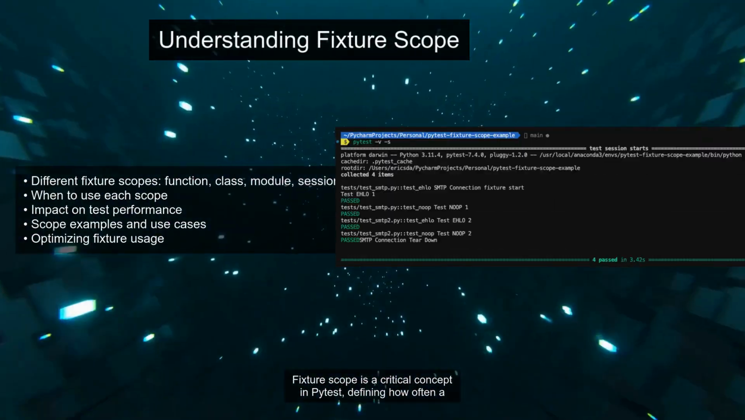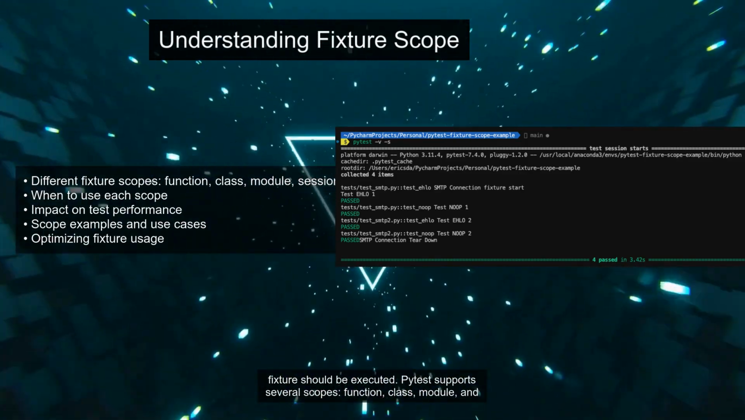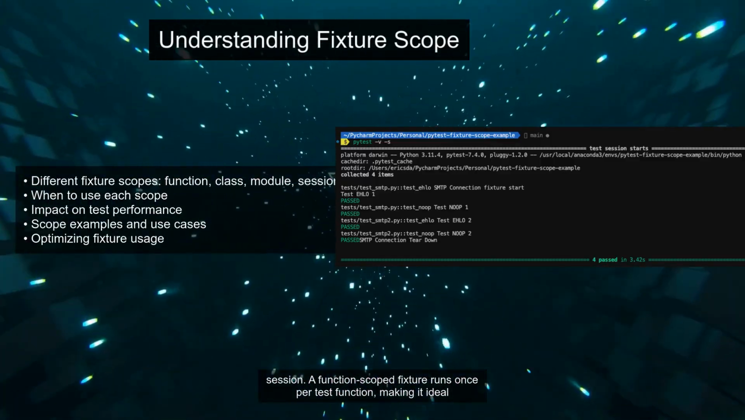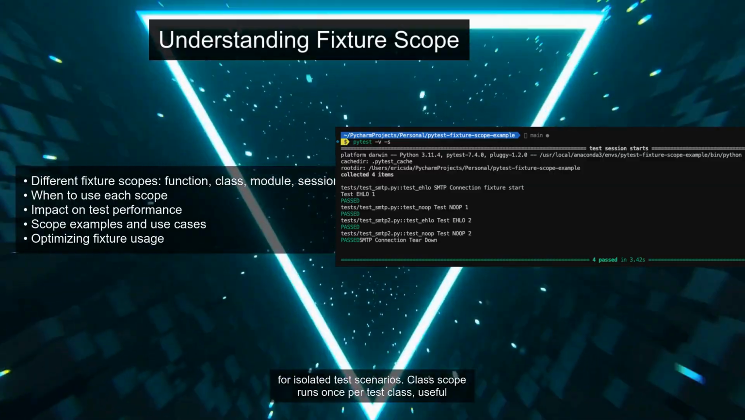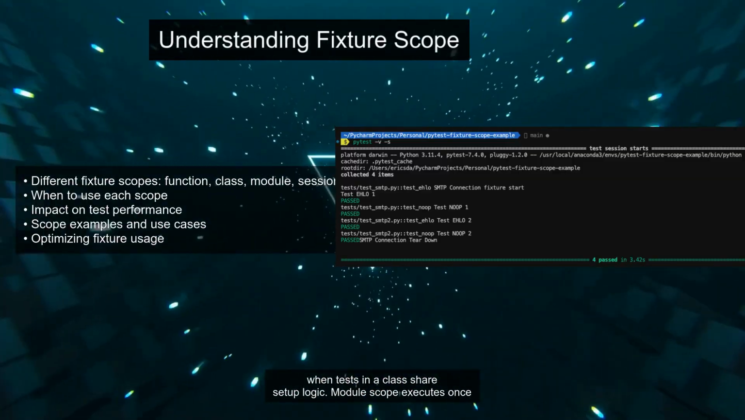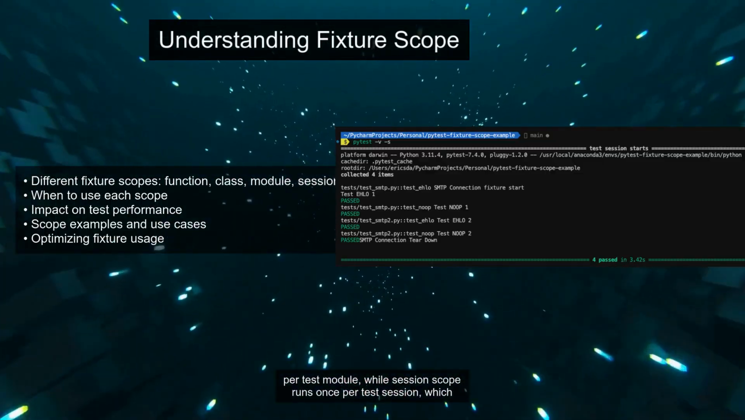Fixture scope is a critical concept in Pytest, defining how often a fixture should be executed. Pytest supports several scopes: function, class, module, and session. A function-scoped fixture runs once per test function, making it ideal for isolated test scenarios. Class scope runs once per test class, useful when tests in a class share setup logic.